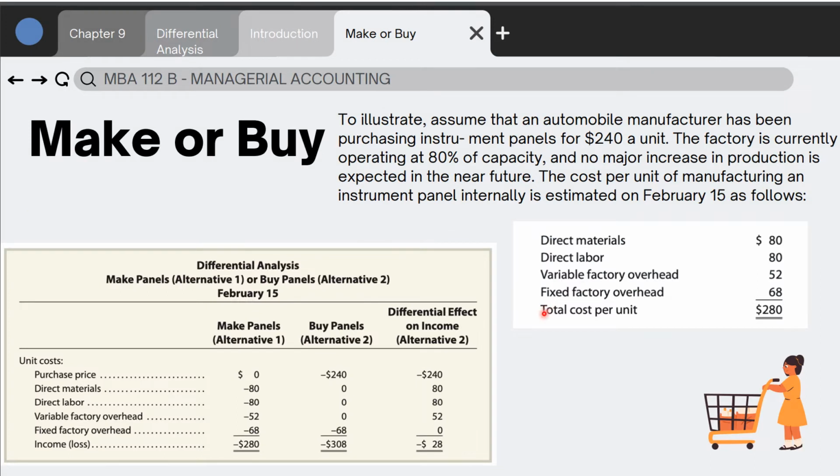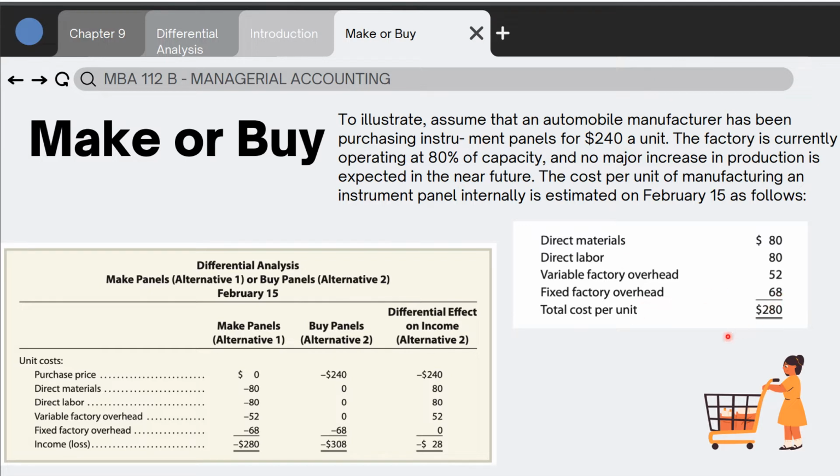So another common decision that differential analysis can illustrate is whether to make or buy. So in this illustration, assume that an automobile manufacturer has been purchasing instrument panels for $240 a unit. So if they're currently purchasing it for $240, this is the cost if they are going to manufacture the instrument panel internally. So for the direct materials, direct labor, factory overhead, and the fixed factory overhead, the total cost per unit is $280 compared to the $240 a unit.